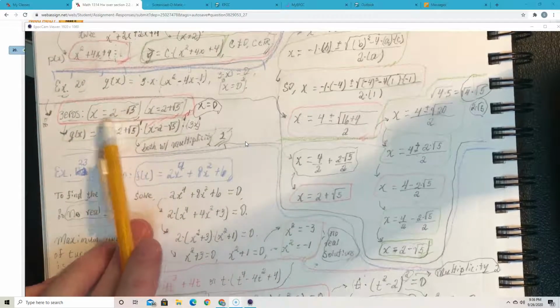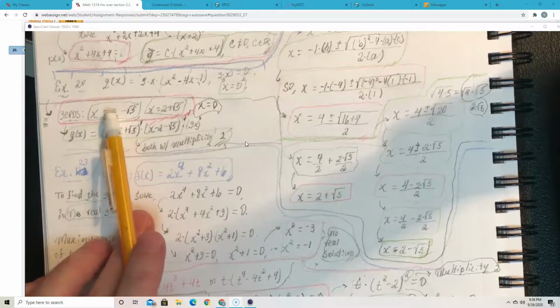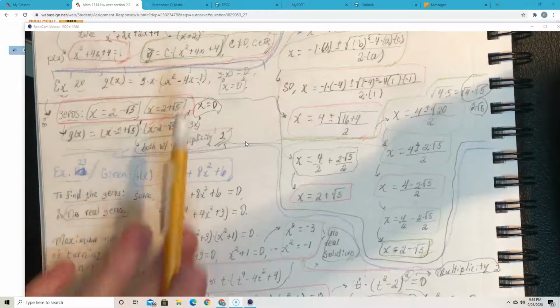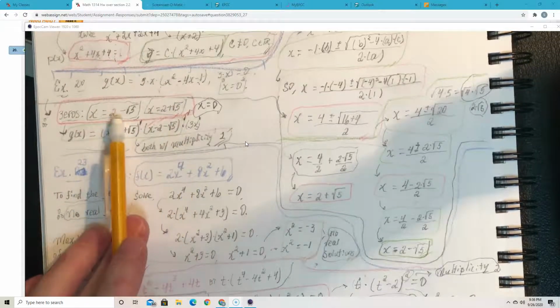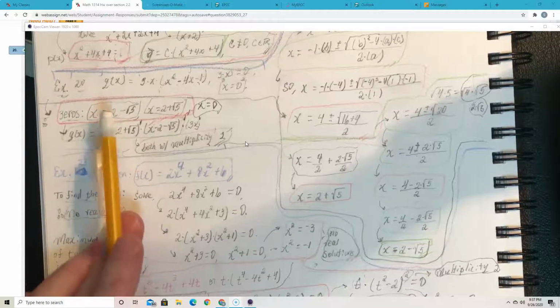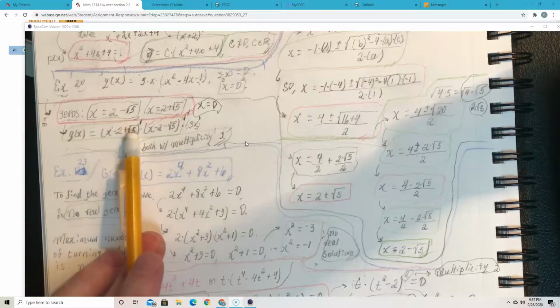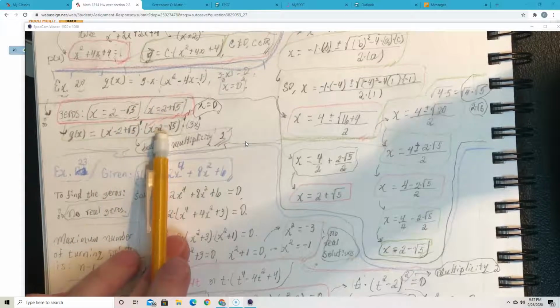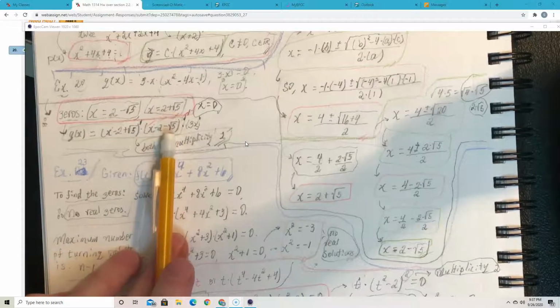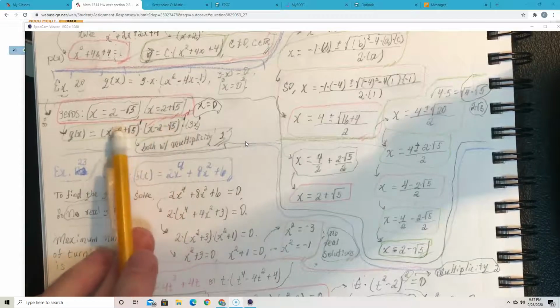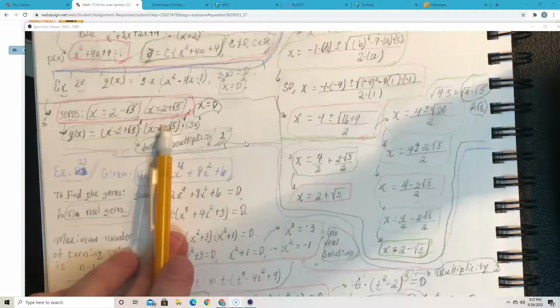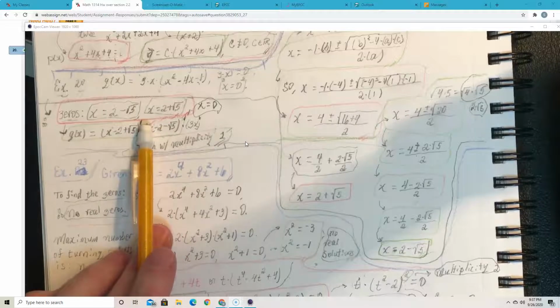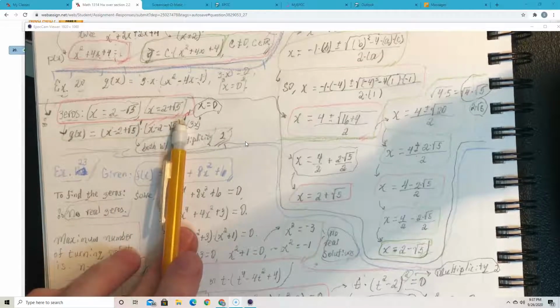If we were to move these numbers over like I just showed you above, we would move the 2 over, it would become a minus 2. The negative square root of 5 would become a plus square root of 5. This positive 2 would become a negative 2, and this positive square root of 5 would become a negative square root of 5. And here would be these two factors with degree 1, degree 1.